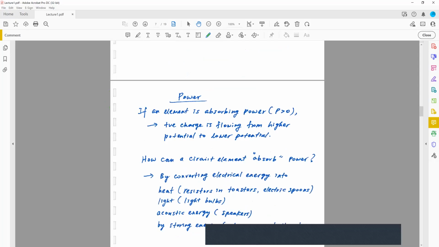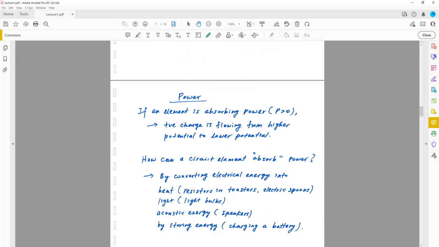Just to wrap up this part of the discussion on power: if an element is absorbing power, where P is greater than 0, then we know that positive charge is flowing from higher potential to lower potential. That's pretty clear. So then the question is, how can a circuit element absorb power?